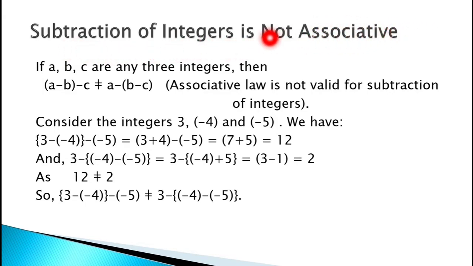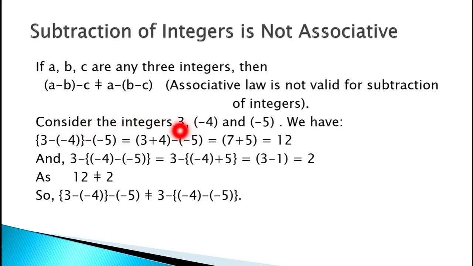What does it mean? It means that if we are given three integers a, b and c, then if we subtract the integer c from the resultant of a minus b, it will not give the same result as if we subtract the resultant of b minus c from a. Hence, we can say that the associative law is not valid for subtraction of integers, because under the operation of subtraction, integers cannot be associated in any manner. It will become clearer from this example.